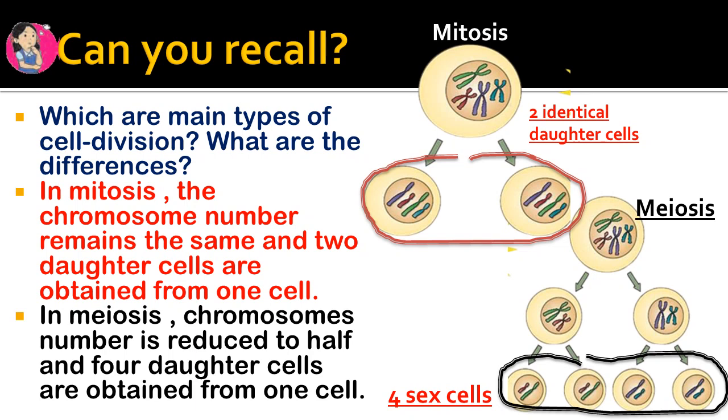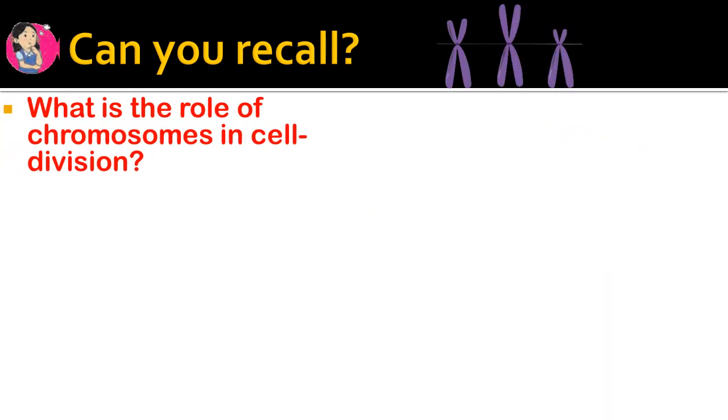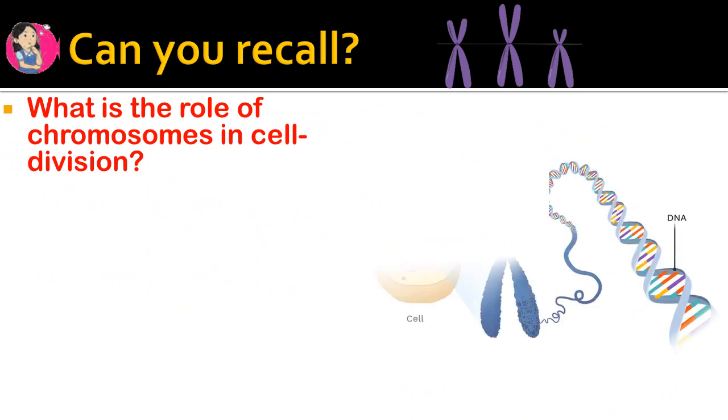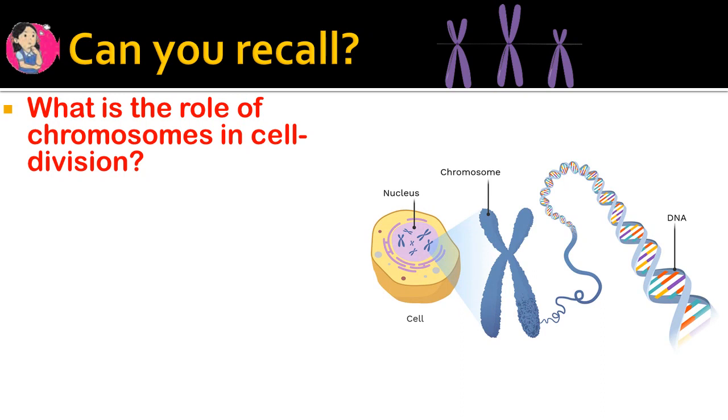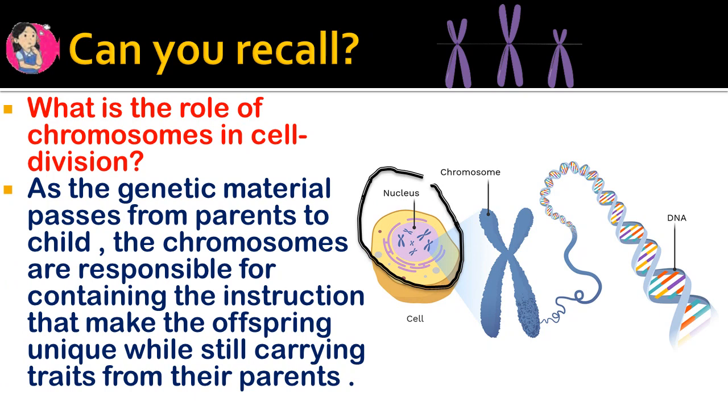Okay, now next is, what is the role of a chromosome in cell division? So let's see. Students, the nucleus of the cell contains chromosomes, and chromosome is made up of genetic material, that is DNA or deoxyribonucleic acid. Okay, so as genetic material passes from parents to child, the chromosomes are responsible for containing the instructions that make the offspring unique while still carrying traits from their parents.